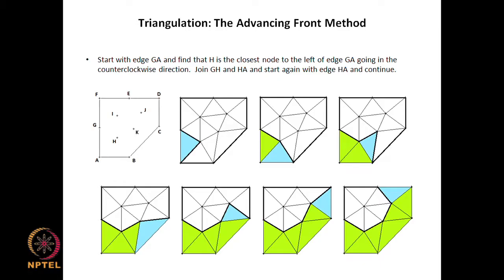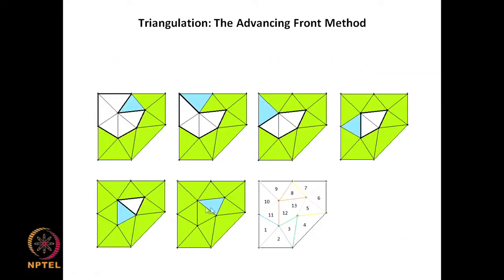And we are looking at the left because as we go in the counterclockwise direction, looking left means we are going into the interior. So in that sense we can progressively go from edge to edge and evolve a front which creates new triangles every time, and then we end up with a completely triangulated domain. And we have seen that we have made 13 triangles in the sequence 1, 2, 3, 4, 5, 6, 7, 8, 9, 10, 11, 12, 13.